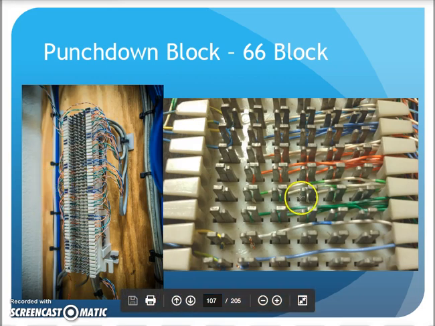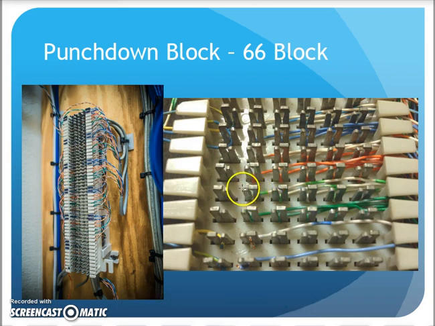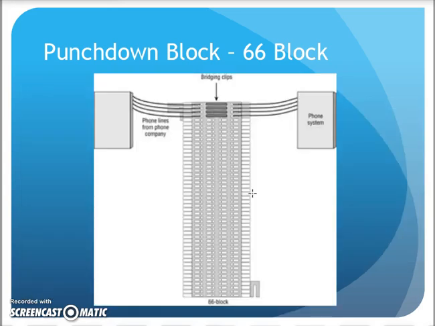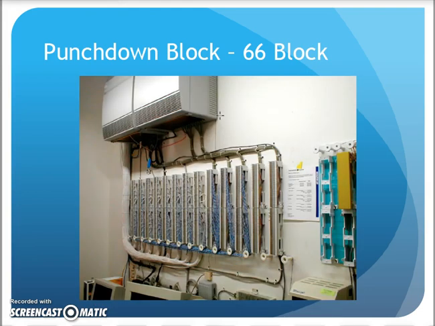Well, here's the 66 block, and here's a close-up showing you rows of pins that you lay the wires in and use a punch-down tool to push them into that metal V. And the idea of the 66 block was phone lines from the phone company come into one side of the block, get punched in. Your phone system wires get punched in the other side, and you use little metal clips in the middle called bridge clips to connect those two sides together. That was the purpose of your 66 block.